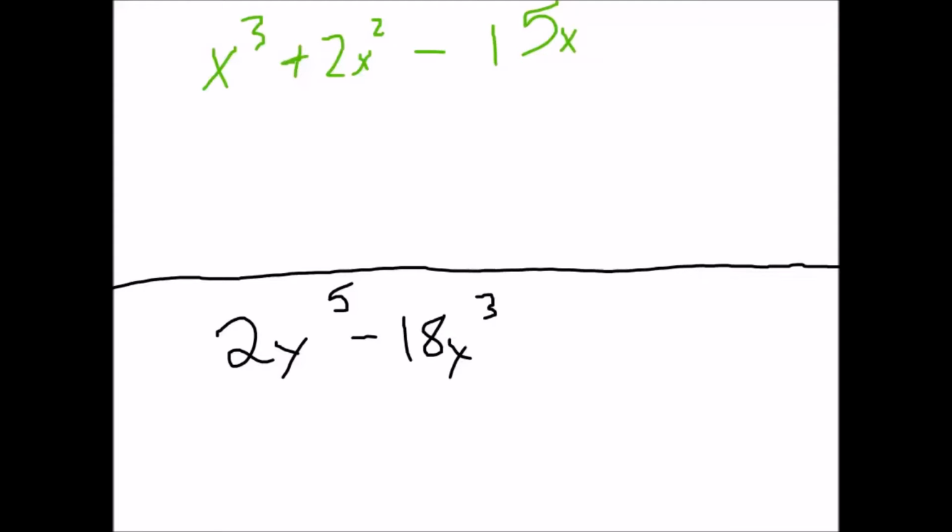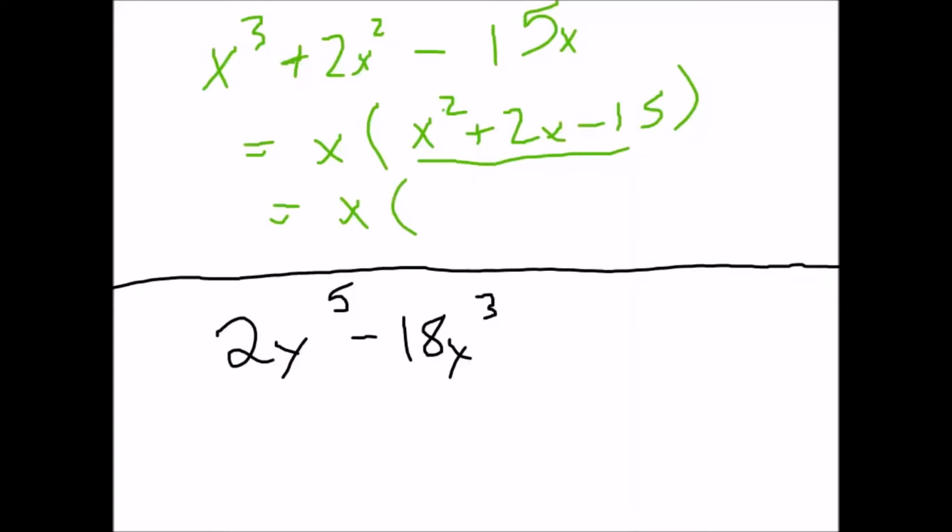So let's say you have x cubed plus 2x squared minus 15x. The first thing you do is take out an x before you do anything else. So x times x squared plus 2x minus 15. And then the next thing you do is you've got to look, and now you have a quadratic that you can factor into two binomials like this. And you've got to find what makes negative 15 but still gives positive 2. So you're going to have x plus 5 and x minus 3. And this is your factor for the first one.